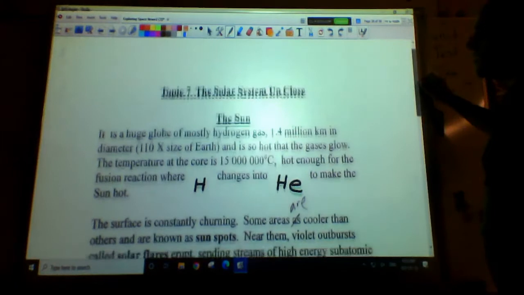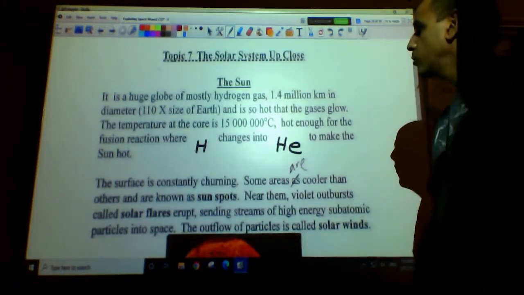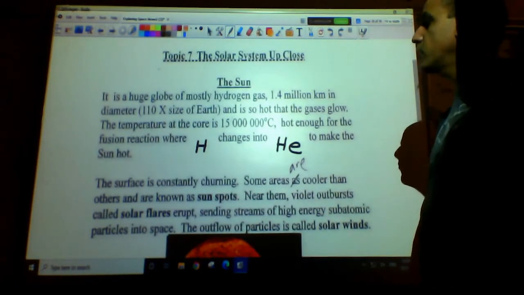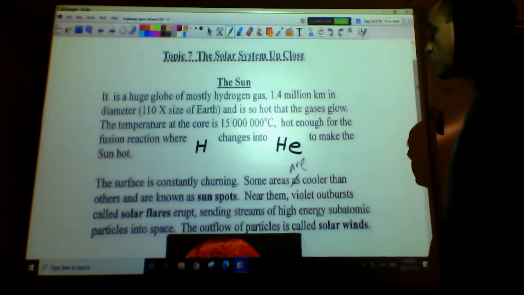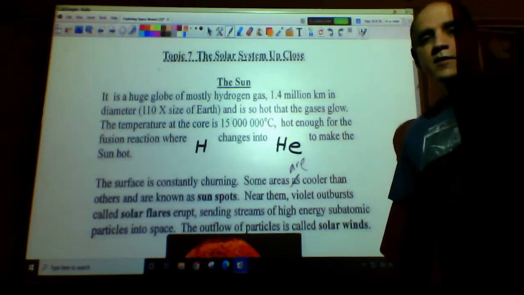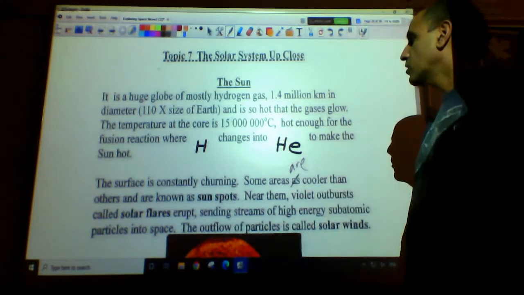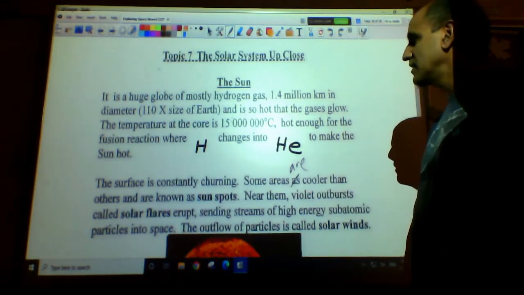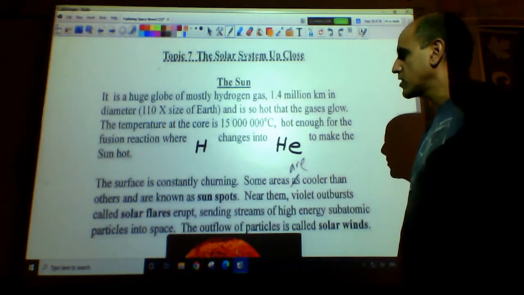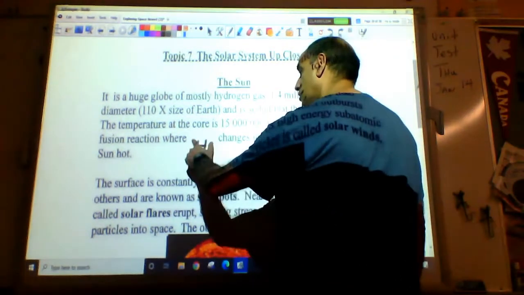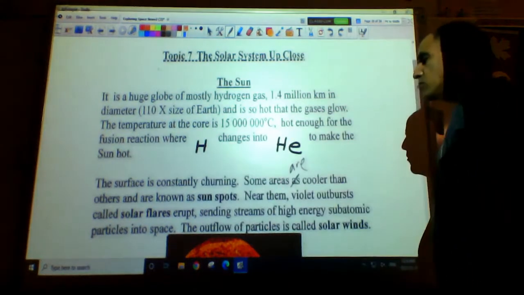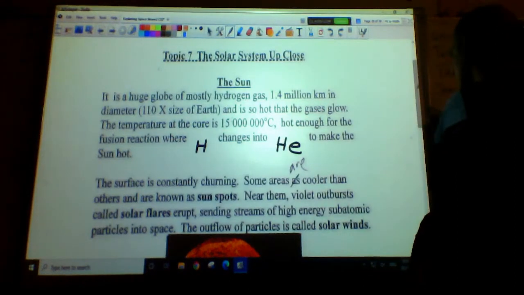Okay, so the sun, right, mostly hydrogen gas, 1.4 million kilometers in diameter. It's 110 times bigger than Earth. It's so hot that the gases glow. The sun is not on fire. That's a nuclear reaction that's going on. At the core, 15 million degrees Celsius. That's hot enough for a fusion reaction. I think you need to make a fix in your notes where hydrogen fuses together and changes into helium.